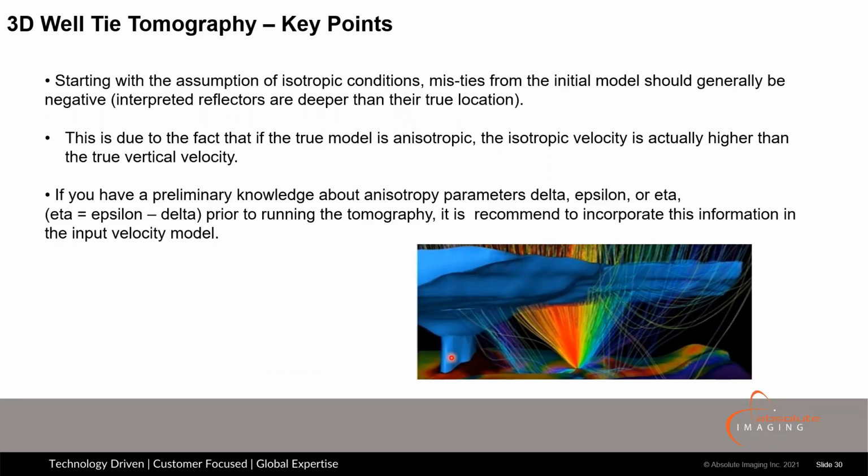So just the key points, starting with the assumption that delta should generally be negative. That means that reflectors appear deeper than their true location. This is because if the model is really anisotropic, that's what happens. And if you have some prior knowledge that you can develop from the wells, we can use this as an initial input model velocity, right?